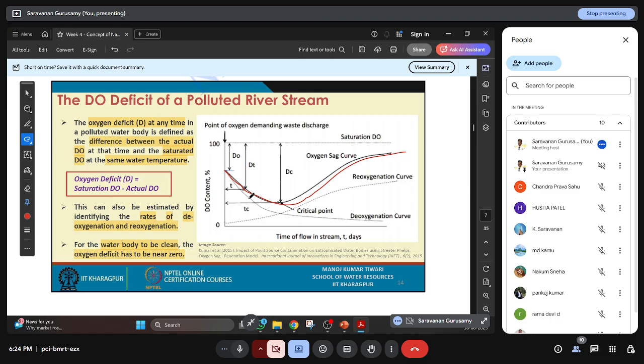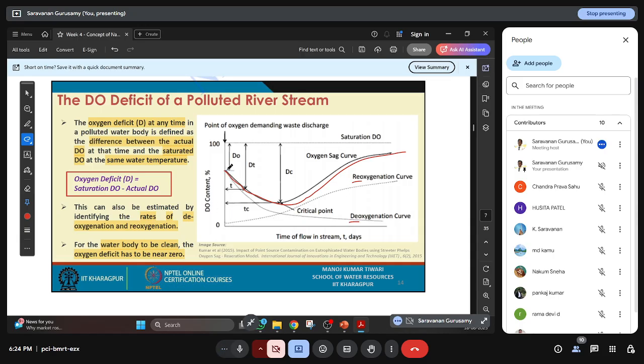So we are getting an oxygen curve. This dotted line, if you see, is the deoxygenation. Oxygen is taken by the microorganisms. That is called deoxygenation. Then oxygen is added from the atmosphere. That is called reoxygenation. You find the de and re. There are two oxygen curves we can plot. One is deoxygenation, another one is reoxygenation.